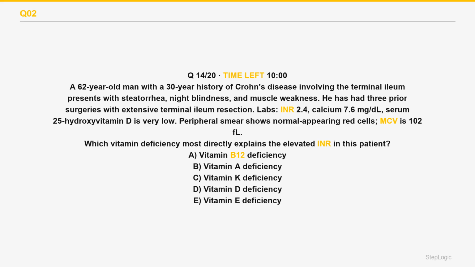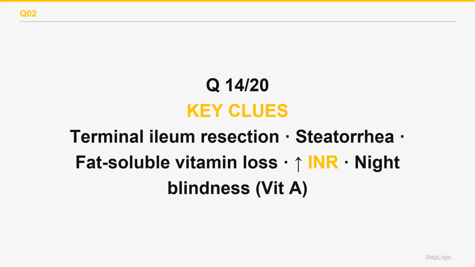Read the command. Which deficiency explains the elevated INR? Terminal ileum resection, fat malabsorption, steatorrhea, elevated INR, fat-soluble vitamin deficiency affecting coagulation. INR measures the extrinsic pathway, factors II, VII, IX, X, and proteins C and S. All of these are vitamin K dependent clotting factors. The liver synthesizes them as inactive precursors. Vitamin K carboxylates glutamate residues to allow calcium binding and activation.